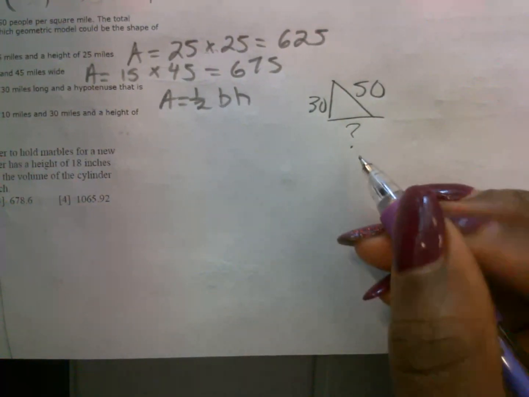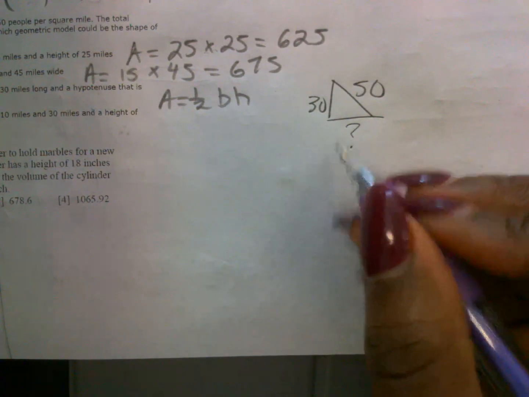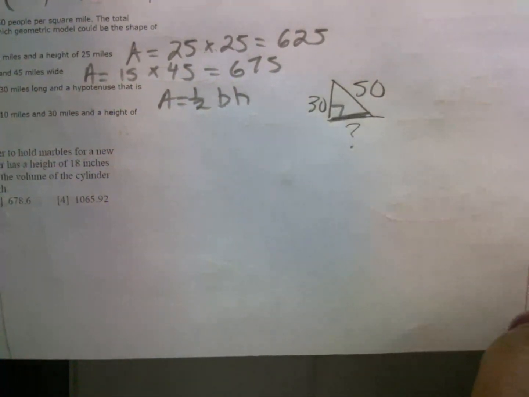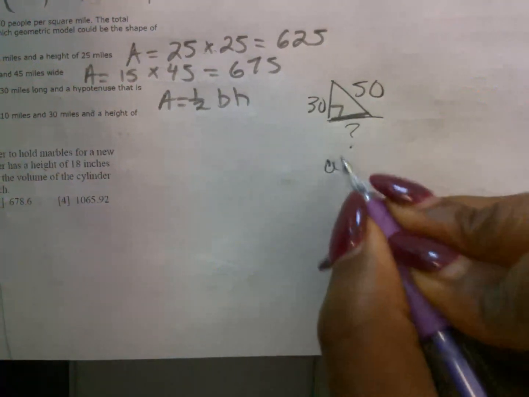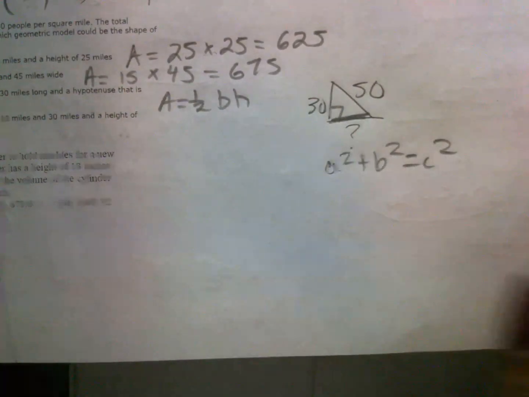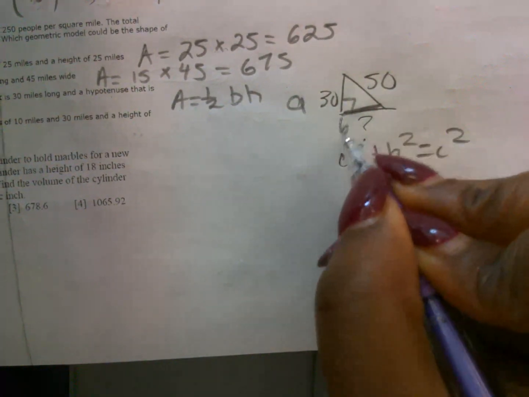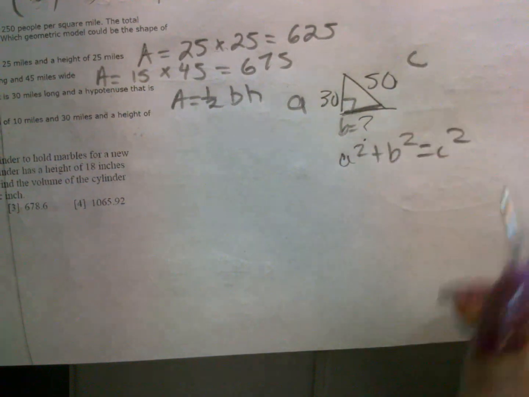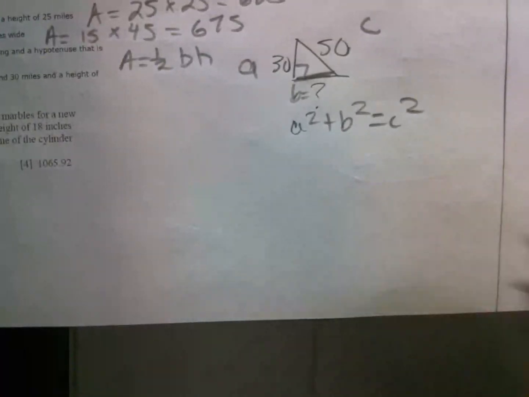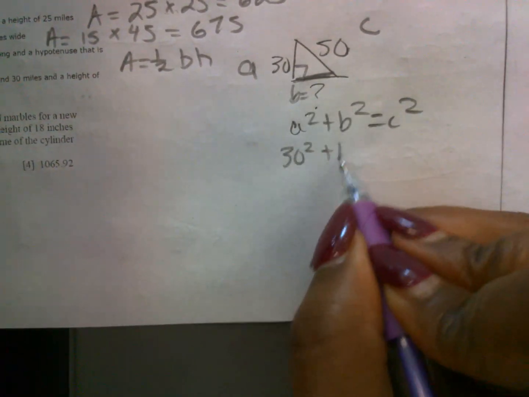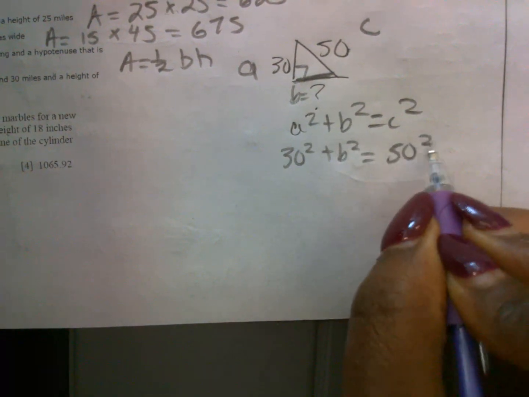How do we find this missing length? We just did this. It's a squared plus b squared equals c squared, because this is a right triangle. So this side is a, b is missing, and this side is c. All right, a is 30, so it's 30 squared plus b squared equals 50 squared.